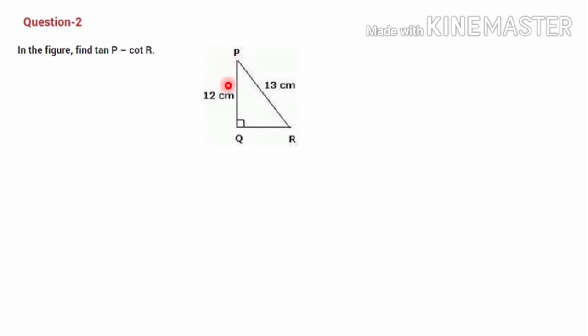Next, question number 2 of exercise 8.1. The question is, in the figure, find tan P minus cot R. Here in the first part the angle is P, and in the second part the angle is R. A diagram is given, a right triangle PQR. The length of PQ is 12 centimeter, and the length of PR is 13 centimeter. So the given conditions we have to write in the right triangle PQR: PR is equal to 13 centimeter and PQ is equal to 12 centimeter.